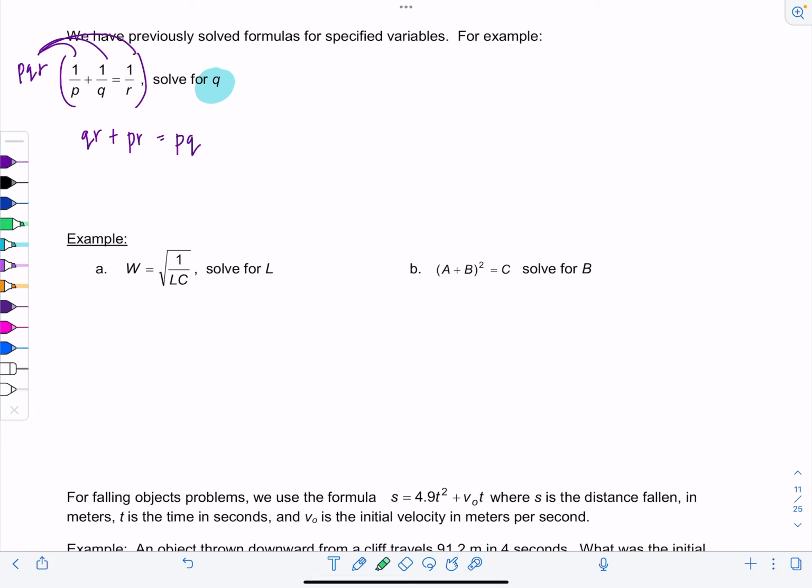Oh, this one's funky. What do you do when the variable you're solving for is in more than one place? Do you remember? You want all those terms on the same side of the equation. So I'm going to leave PR over here, and then let's get everybody who has a Q together. They want the Q's to hang out. And then we're going to factor it out. So PR equals Q times P minus R. And then now just divide by P minus R, and you've got Q by itself.